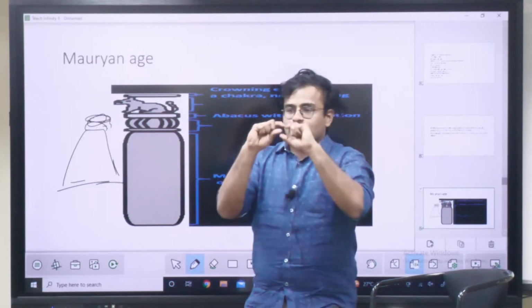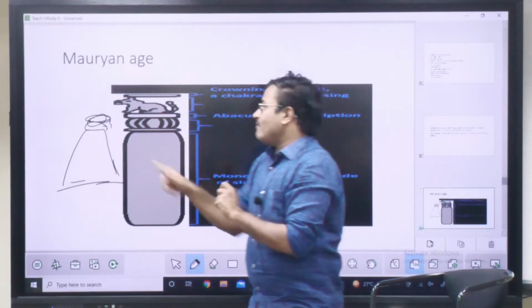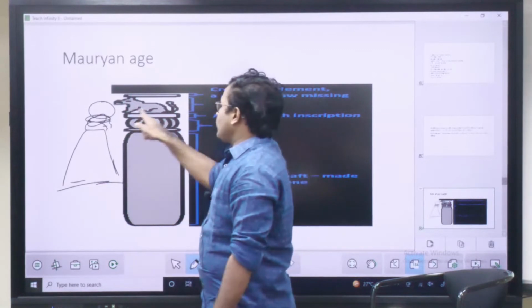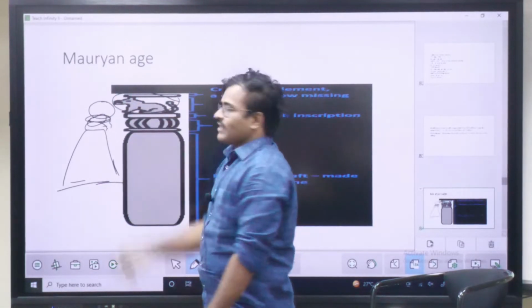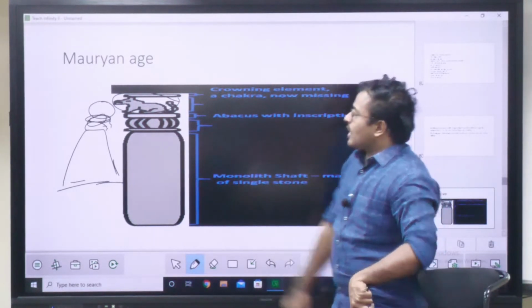Abacus is this thin sheet which is present on top of the lotus bell. Then over and above this abacus, there is a middle capital. And this middle capital usually contains the image of one or the other animal. Are you getting this? One or the other animal image is present. So this is known as the middle capital.